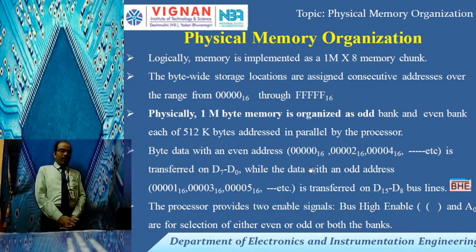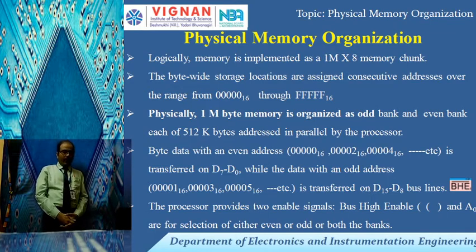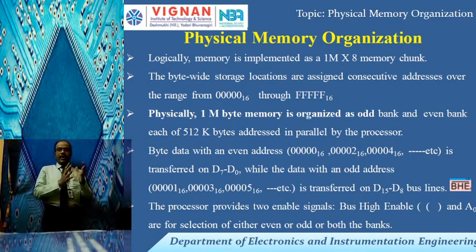Whereas the data with an odd address, that is 00001, 3, 5, up to FFFFF, is transferred on the D8 to D15 data bus, that is the higher order data bus. That means the byte which is located at an even address will be transferred on the lower data bus, that is D0 to D7. The byte with an odd address is transferred on the higher data bus, that is D8 to D15.